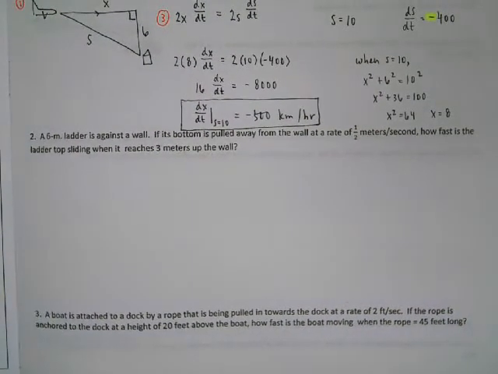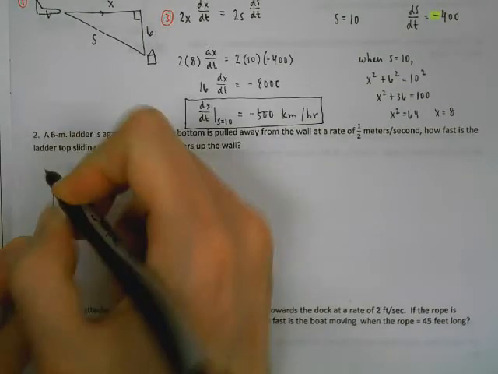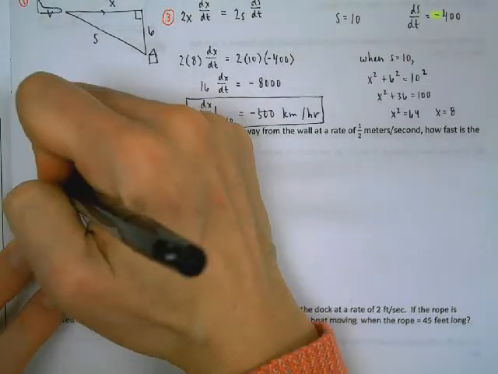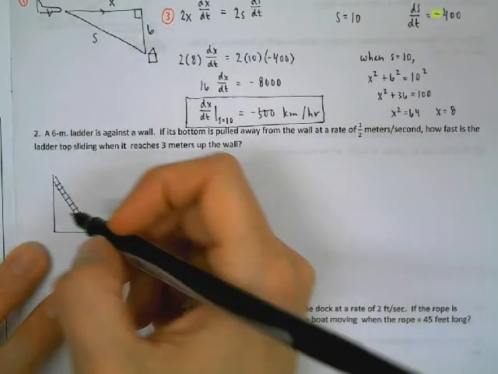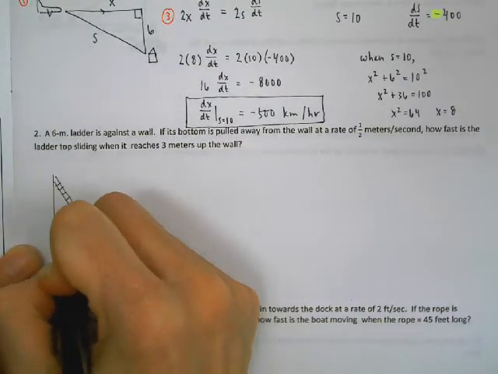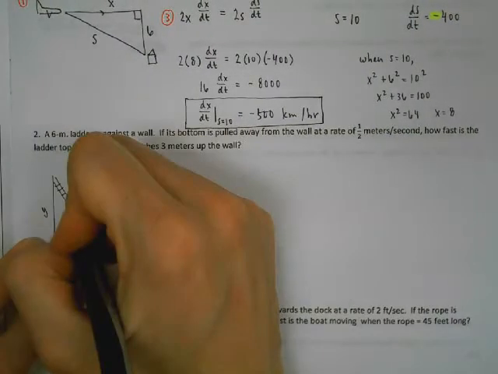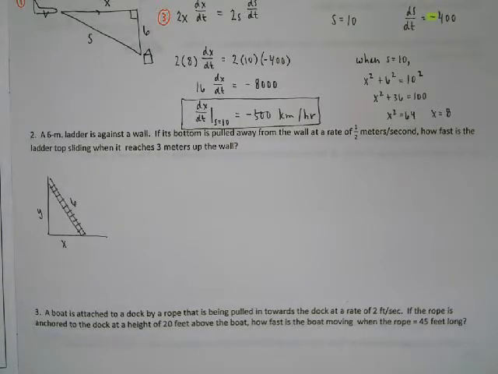So here we go. What we have is a 6-meter ladder against a wall. So there's my wall and my floor, and I've got my ladder. So now I want to label. I'm going to use x to be the distance along the floor, y the height along the wall, and now I'm going to label this 6 because the length of that ladder is not going to change. That's our constant. So it's okay to label that in our picture.